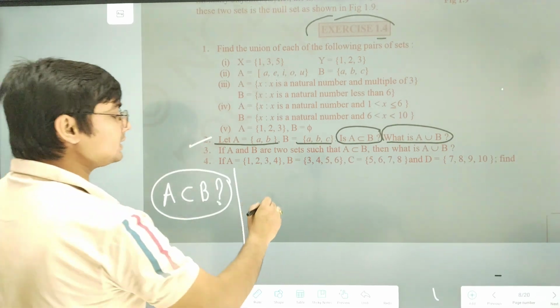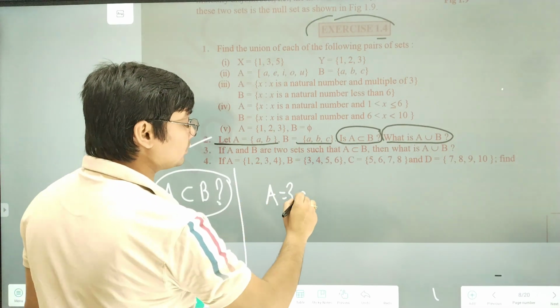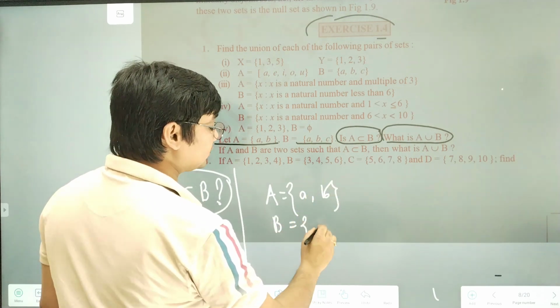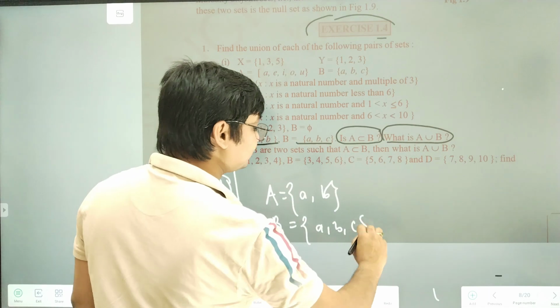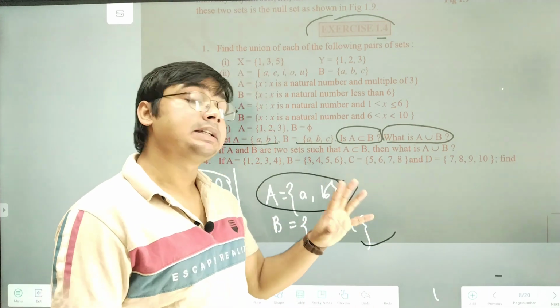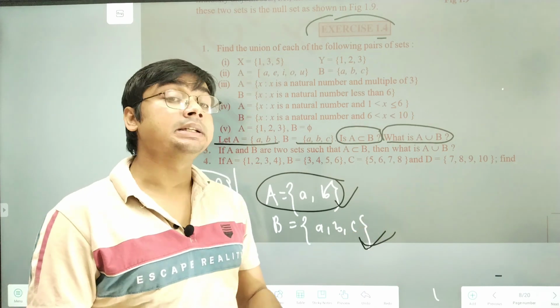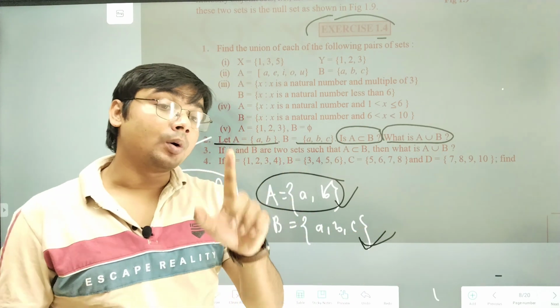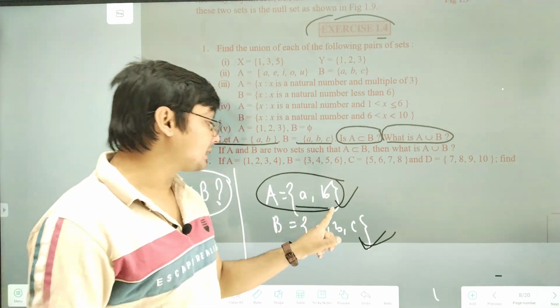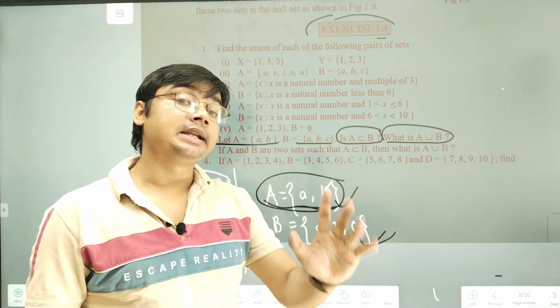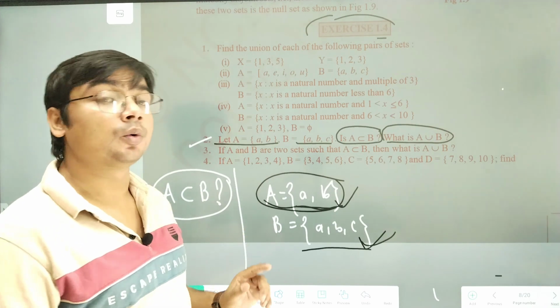Suppose we consider a set A like this, and B is another set, ABC. Capital A is said to be a subset of the set capital B if all the elements of this set A are the elements of this set B also.